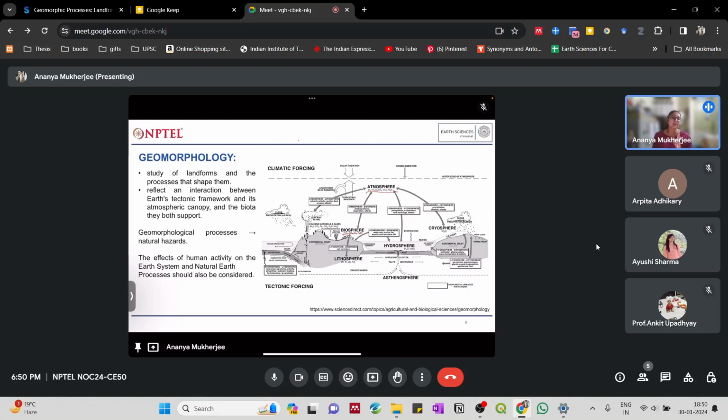But these have been occurring much previously to when humans started inhabiting Earth. Now it's hazardous for us because there is a lot of loss in life and property if these natural processes happen at a higher magnitude. So most of the geomorphological processes themselves can cause such natural hazardous incidents.